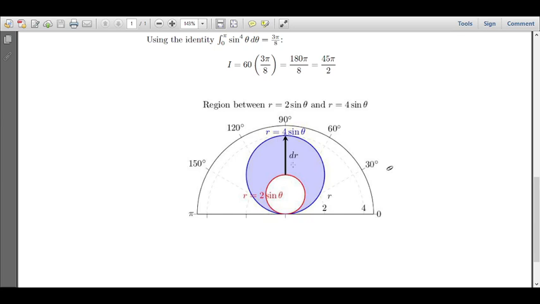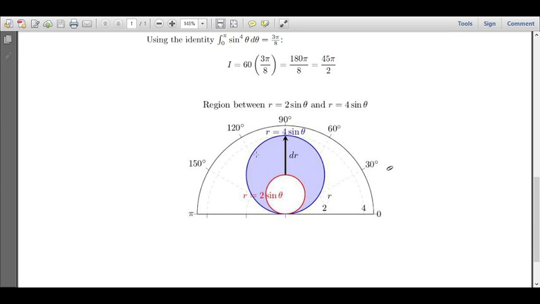we draw the radius vector entering from the origin throughout the region R and identify where this radius vector enters the region and where it leaves the region. Since this radius vector enters the region at r equal to 2 sin theta and leaves at r equal to 4 sin theta, the r limits are from 2 sin theta to 4 sin theta.